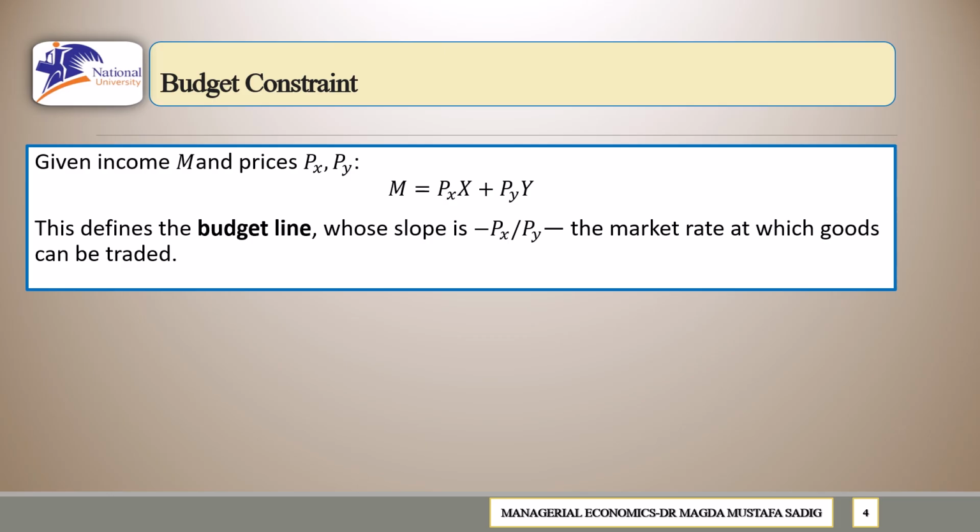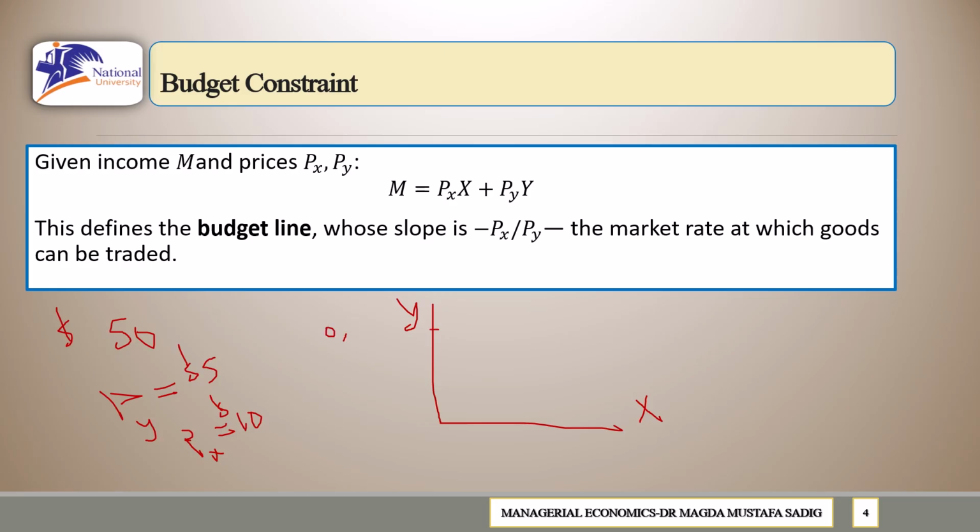It looks like this. If this is product Y and this is product X, and your budget is $50, and the price per unit of Y equals $5 and the price per unit of X equals $10, then if the consumer spends his entire income on Y, he will get 0 from X and 10 from Y. And if he spends his entire income on X, he will get 5 from X and 0 from Y.